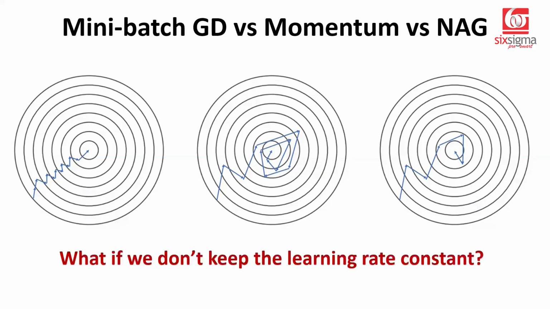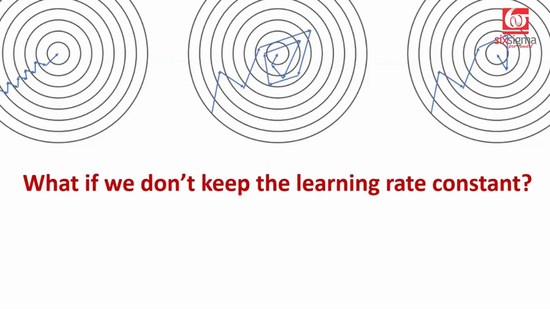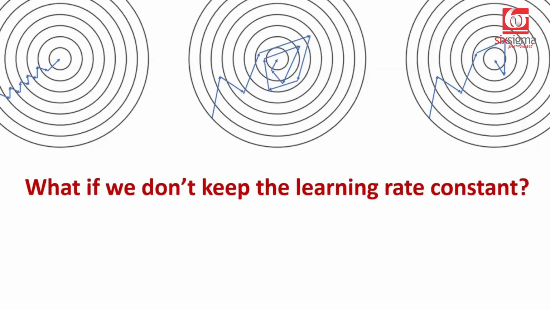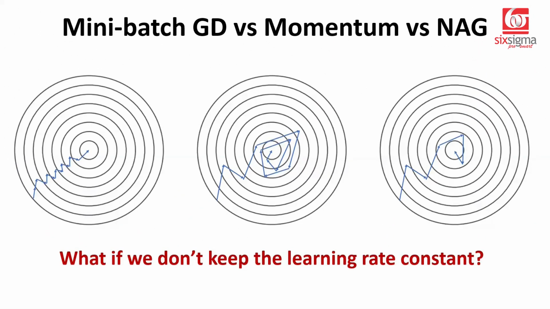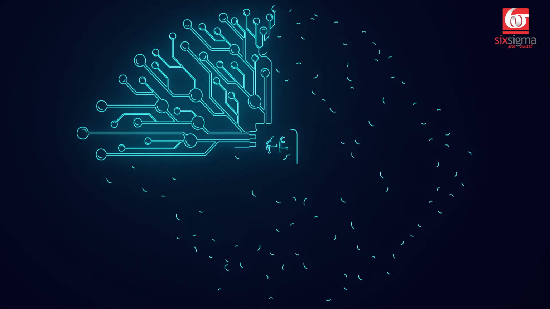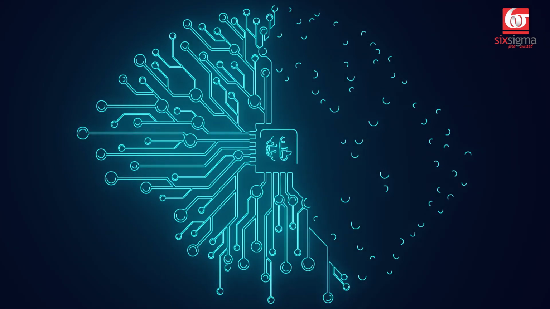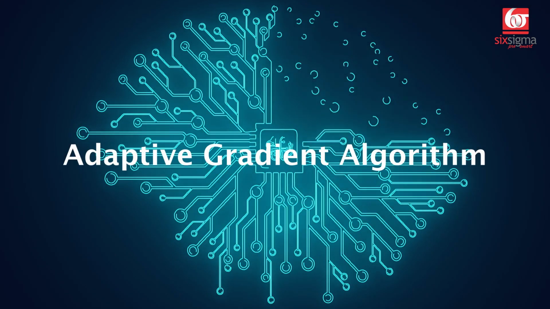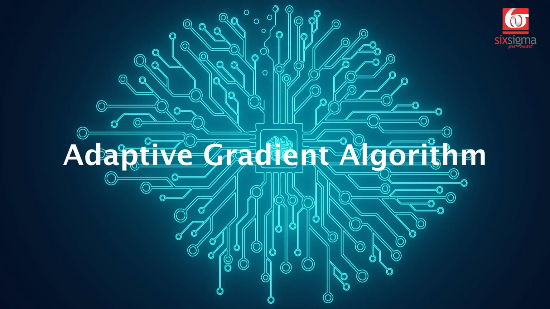And we concluded our video with the thought, what if we try to change the learning rate as well? Because all the examples covered in the previous tutorial involved a constant learning rate. We didn't change that. So in this tutorial, we begin to talk about the algorithms which promote adaptive learning rate. And one such algorithm is the adaptive gradient algorithm.